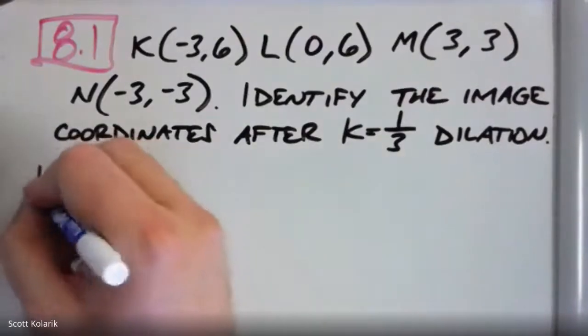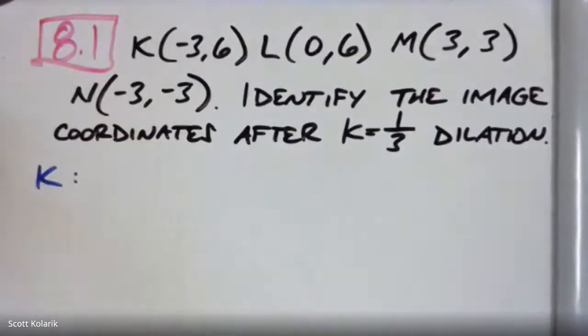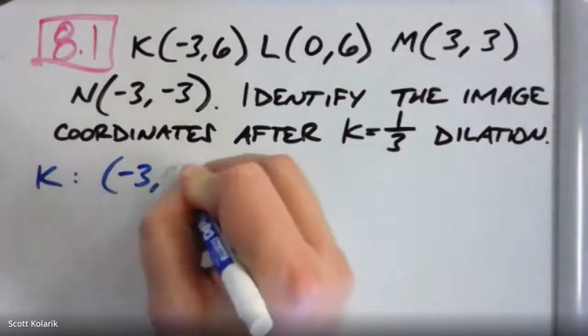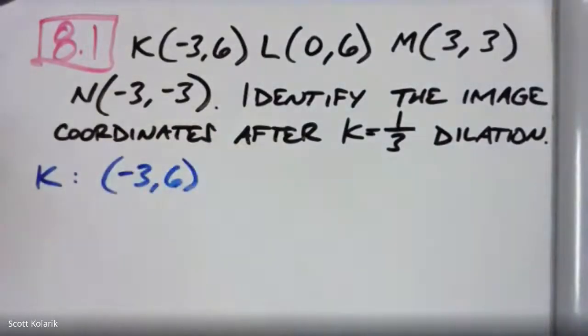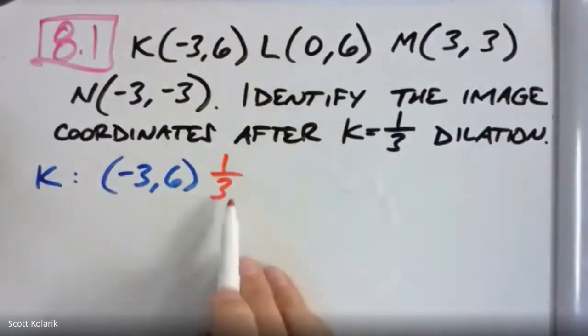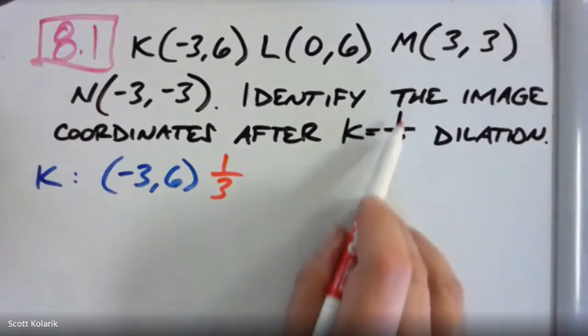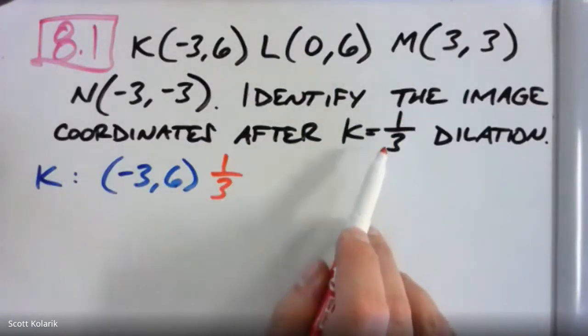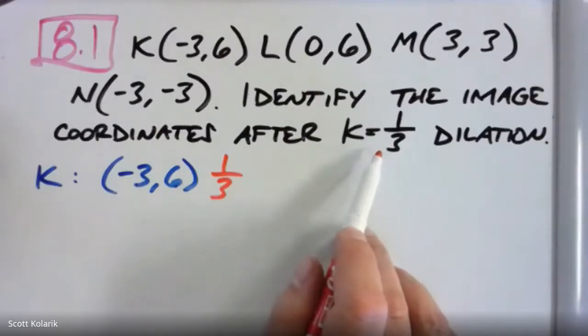So let me start with coordinate point K. Coordinate point K is this -3, 6. I'm going to multiply that by my constant scale factor k. My k value here is 1/3. Now, just a quick note about this. The fact that this is less than 1 here, since 3/3 would be 1, means that I'm essentially reducing the size of my given original quadrilateral. So it should make it smaller on a coordinate grid.